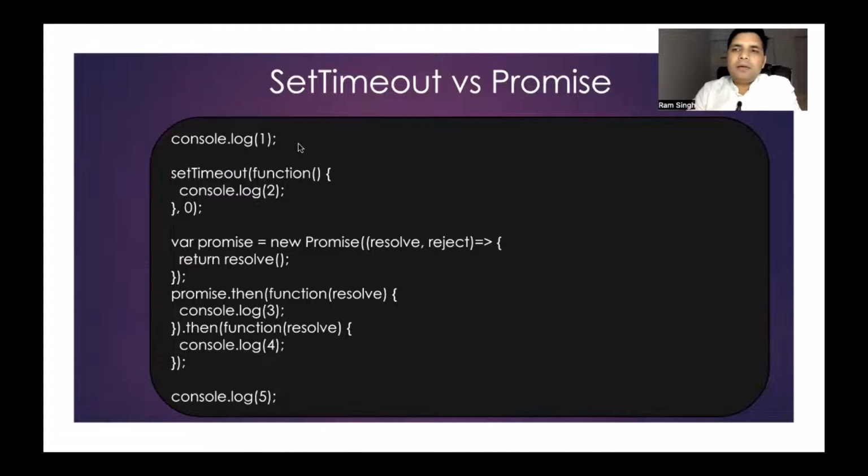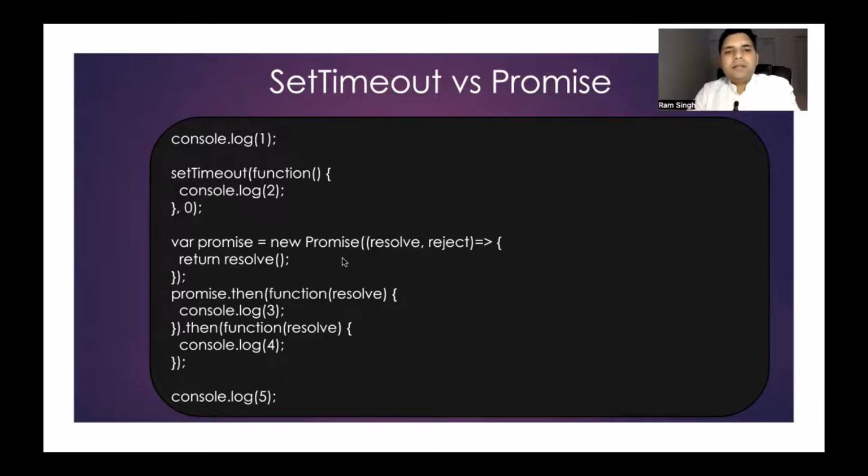Okay, so with this example, the first console.log will get pushed inside the call stack, printed immediately, and popped out from the call stack. Next is setTimeout. It will be pushed to the call stack, and the callback function will be pushed inside the web API with zero delay. That means it will go to the web API and immediately be pushed to the callback queue.